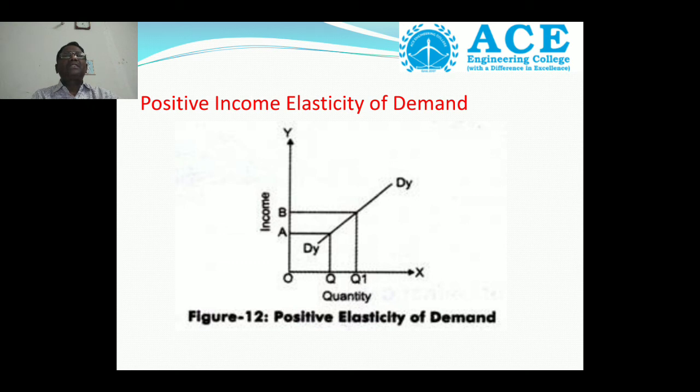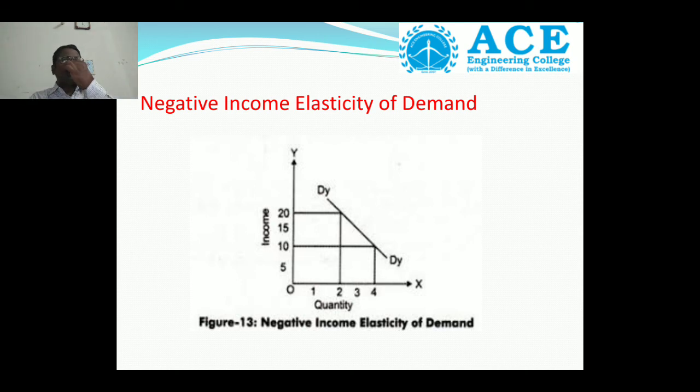Then the next one is negative income elasticity. What is the curve shape of the negative income elasticity? It is associated with inferior goods. An example is, when my income increases, I am not willing to purchase cheap cars. So that is the negative income elasticity.